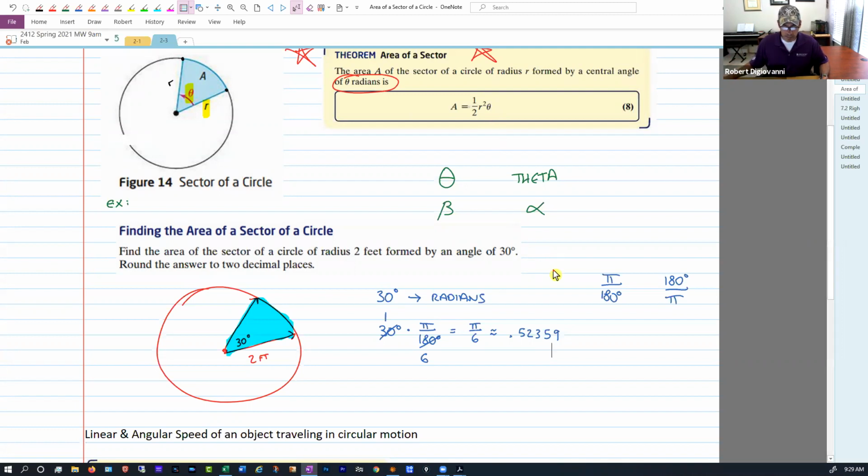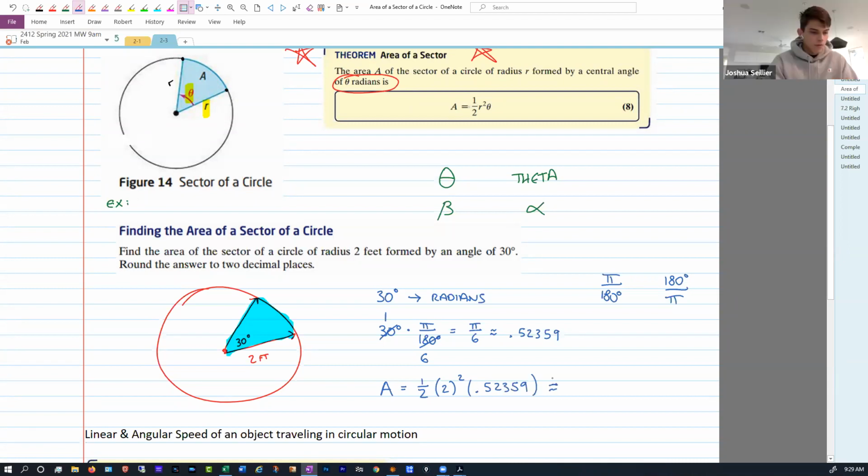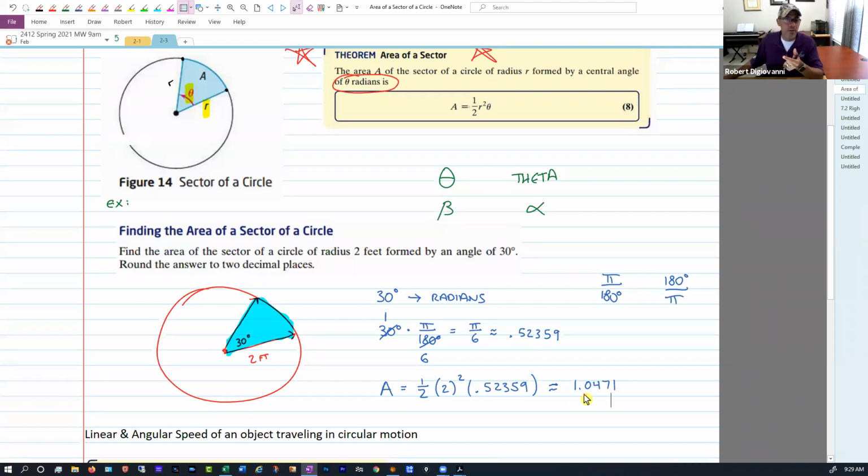All right, so here we go. Let's go to the formula. Area equals 1/2 the radius, which was 2 feet, so I'm going to put 2 squared times the number I just got, 0.523. Someone already got this for me. So what's the final answer here? 1.0471 square feet. Okay, so I'm going to just put that. Do I have anyone who agrees with that? Yes, thumbs up. Okay.